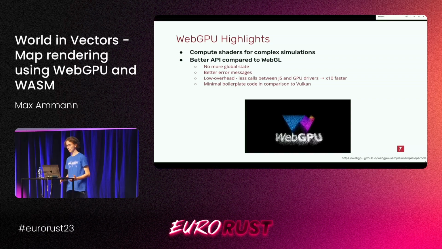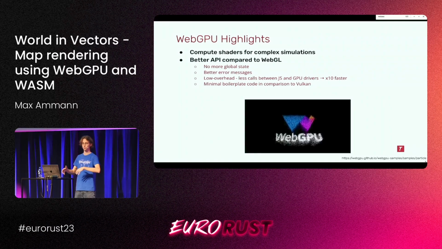There are a few other cool highlights about WebGPU, which is you can have compute shaders for complex simulations on your GPU and use that directly in rendering. So if you talk about maps, that's maybe very interesting if you have some traffic simulations which are heavy to compute. And then you can use that output directly to present it on your screen.